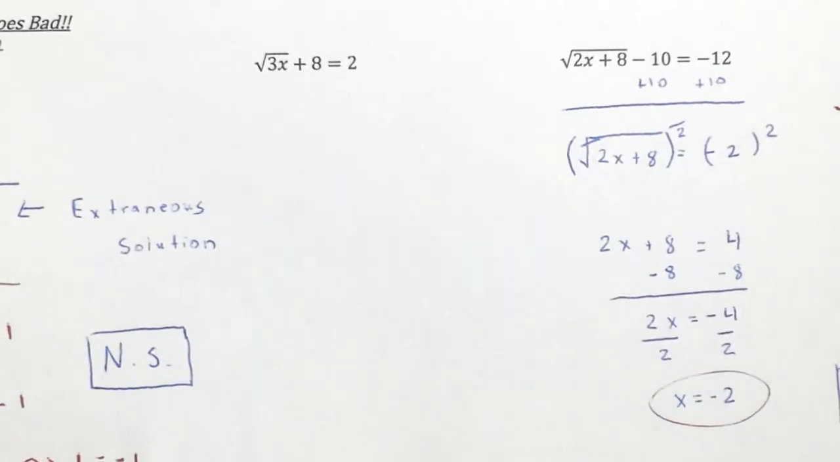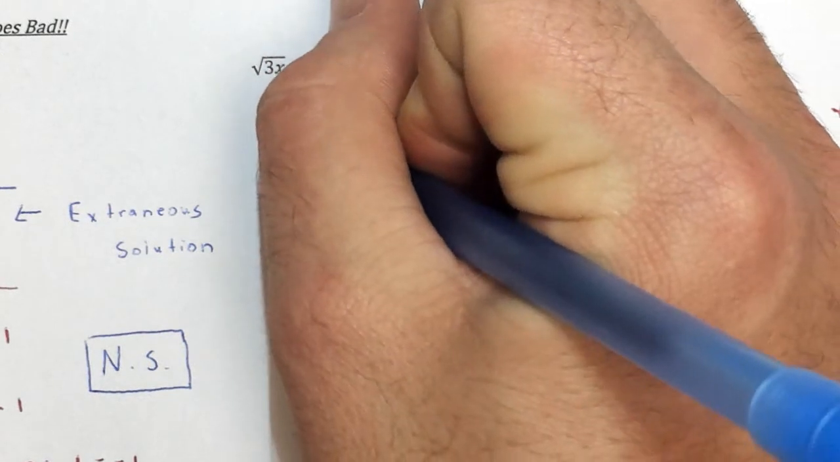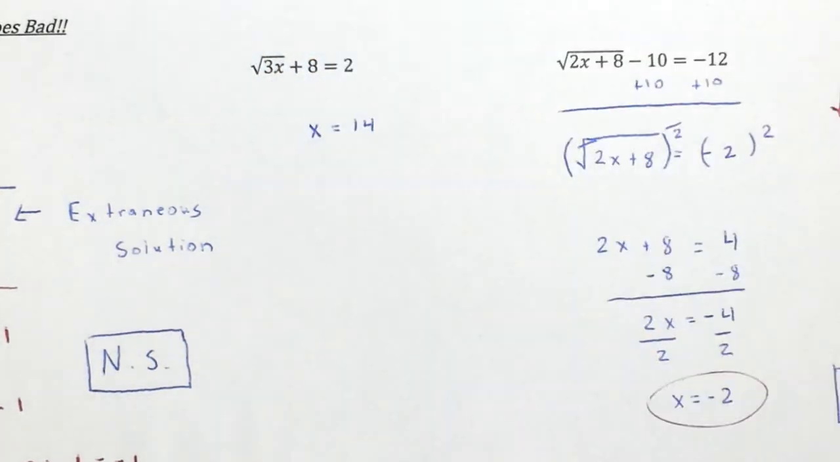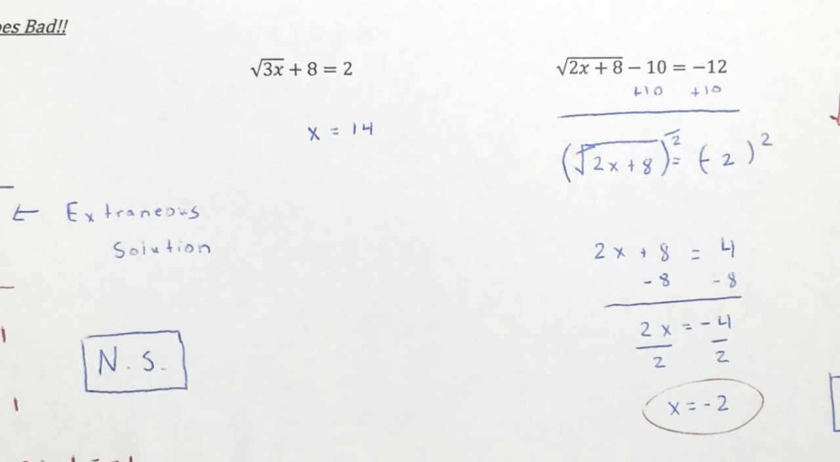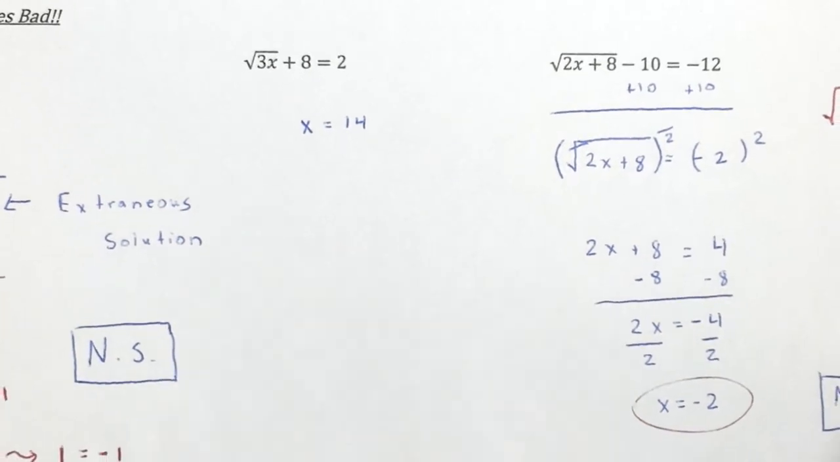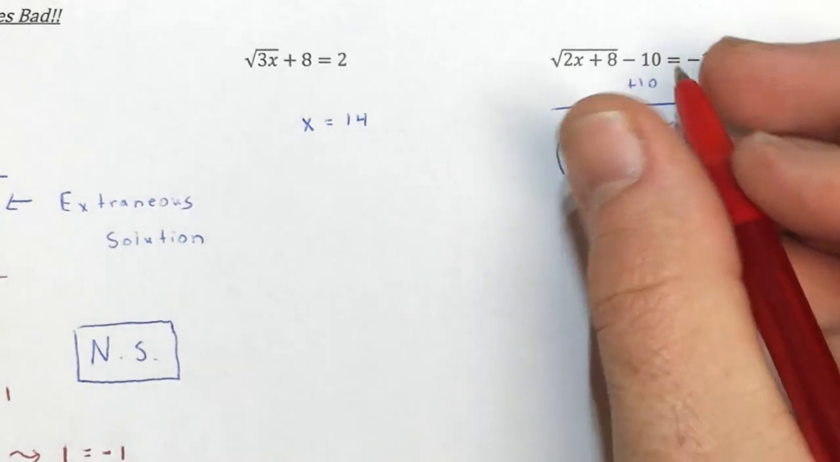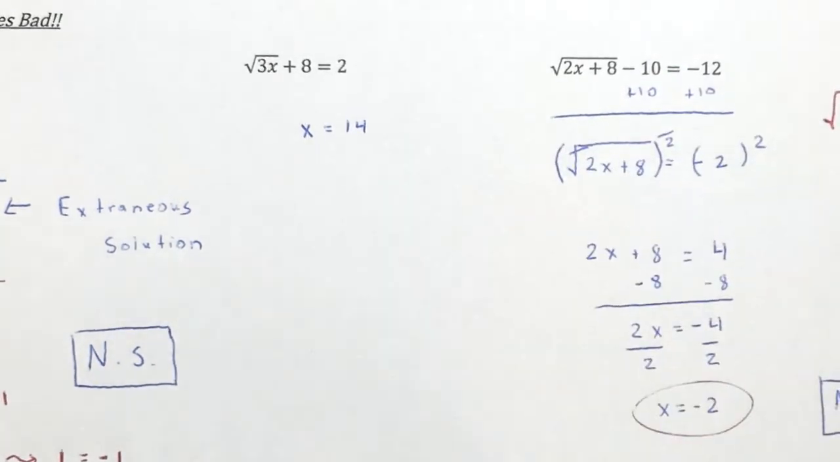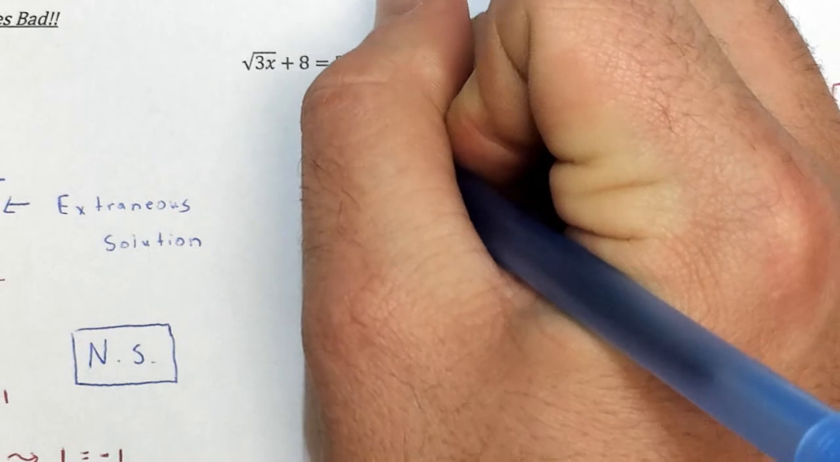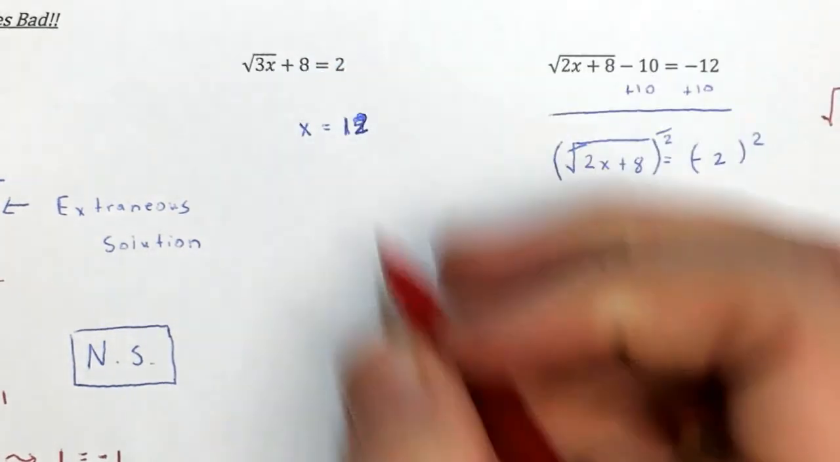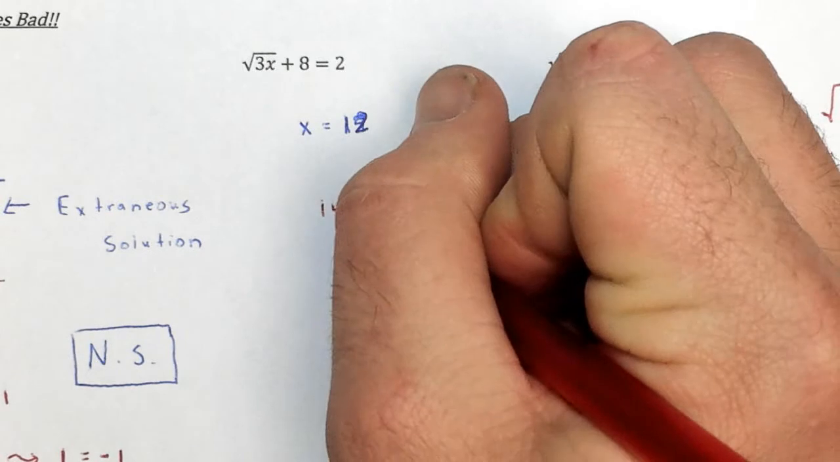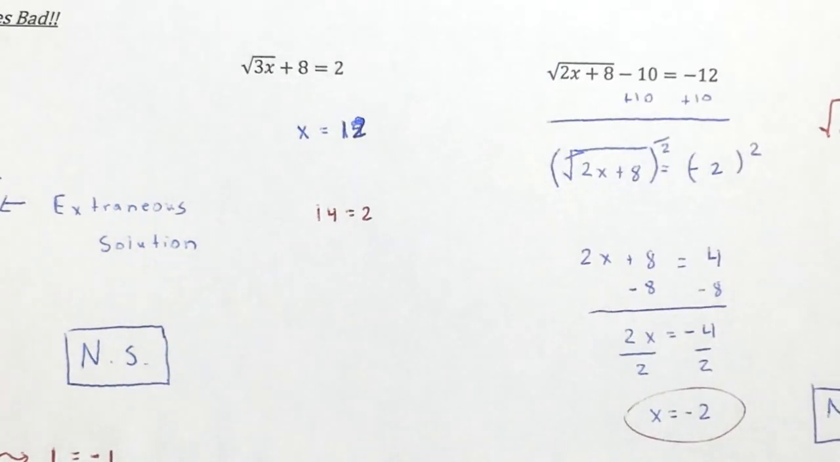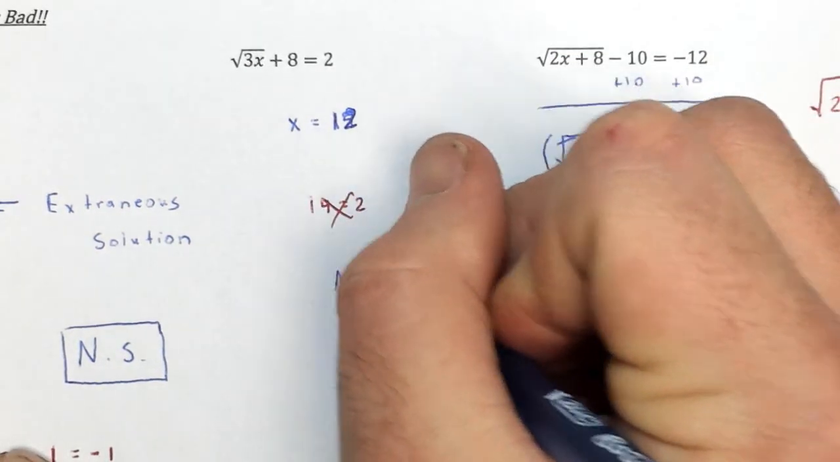Alright, try the middle one for me. See what you can come up with. I believe you should have gotten a 14 when you solved this. But when you checked it, what did you end up with? Oh, wait, did you get a... I got a 12. Yeah. 14 is equal to 2. And is that true? No. So what do you write? No solution.